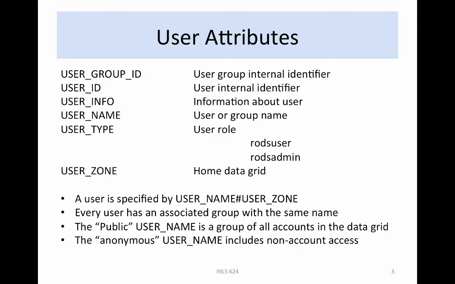There are several caveats about users. The complete specification of a user requires both the username and the user zone in the form username pound user zone. Every user has an associated user group with the same name. The public username is a user group that contains all the persons with accounts in the data grid. The anonymous username is a user group which allows access by persons who do not have a data grid account.